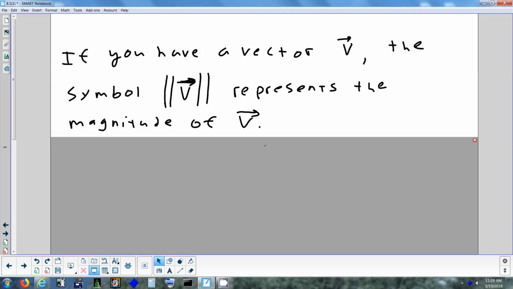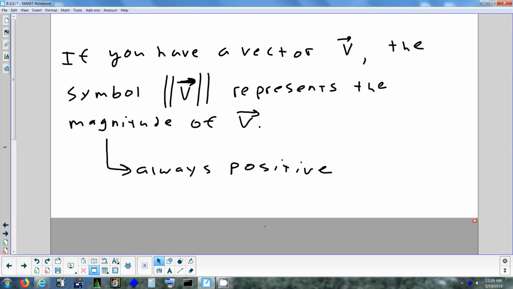So, if the magnitude is a length, what kind of number is length always? Well, the vector could be going up and down. It could be vertical, it could be horizontal. But when we measure the length of it, length can only be a certain kind of number. It can only be positive. Okay, you can never have negative magnitude. You can measure the distance the other way, but that's not negative.